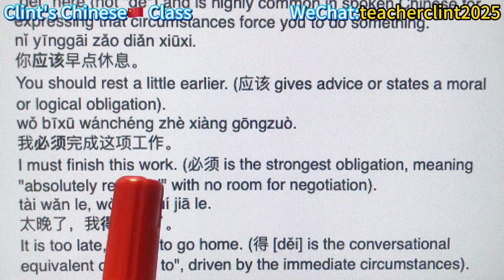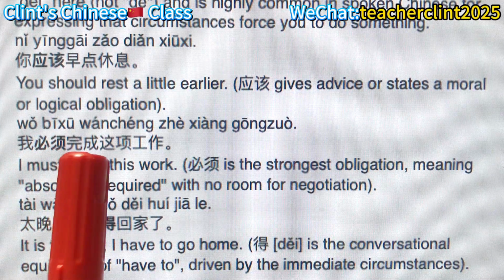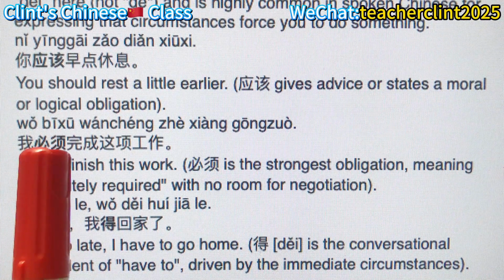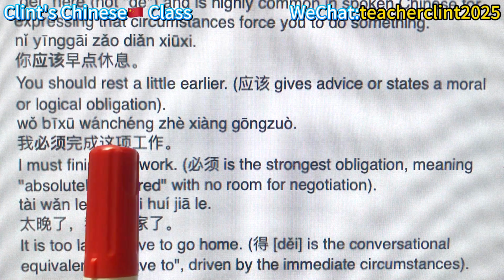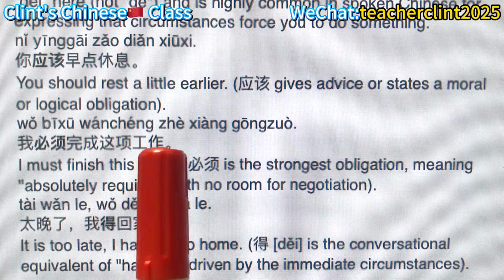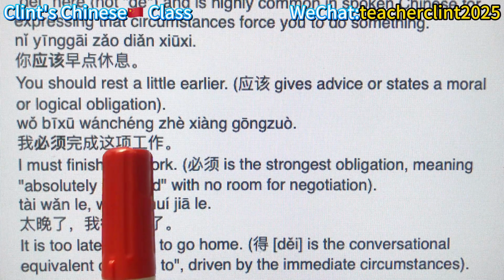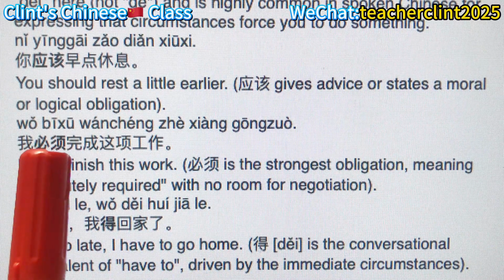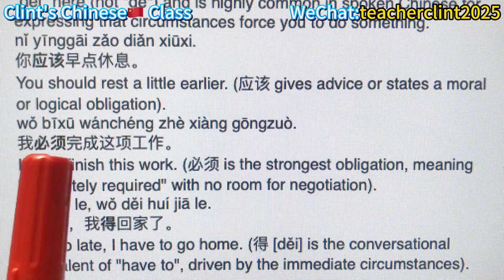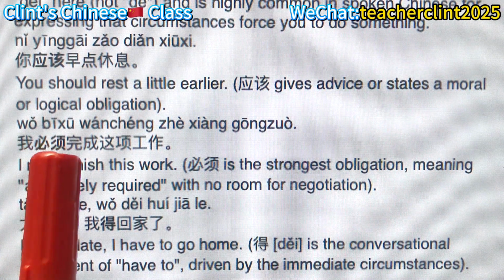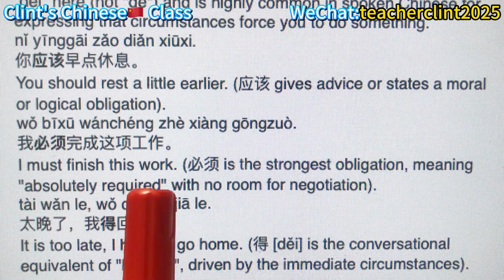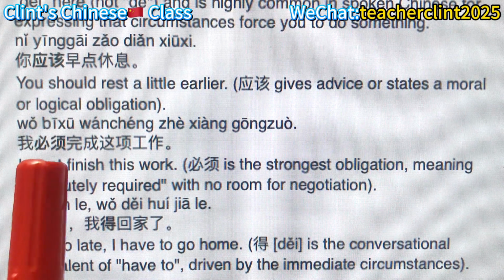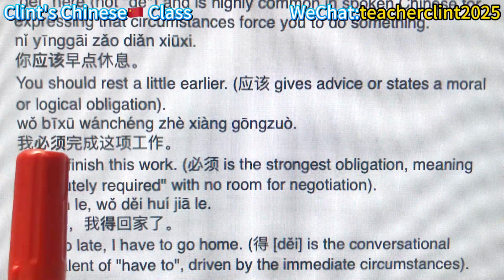And next one, I must finish this work. 我必须完成这项工作。So here 我 subject, 必须 modal verb must, 完成 finish, 这项工作 the noun phrase, this work. 项 is a measure word for work, or this piece of work. So 必须 is a stronger obligation, meaning absolutely required with no room for negotiation. The same as in English, it has a strong emotion here. I must do something.